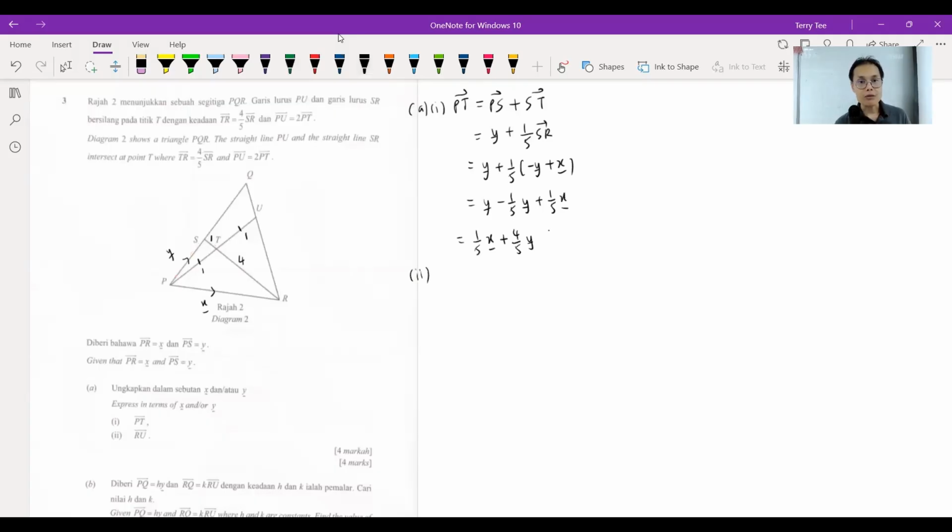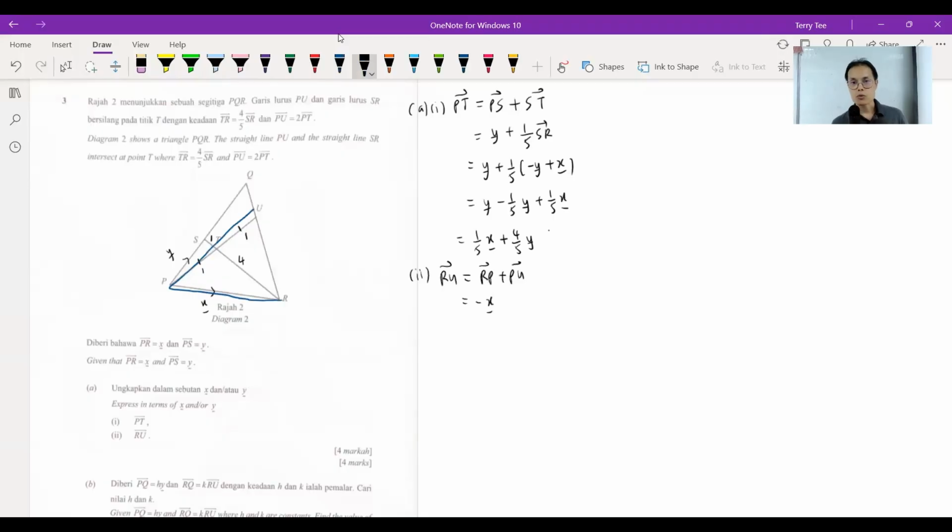To go from R to U, I think we can go directly. This is RU, so we can't go directly actually because I do not know what is RU from here. I have to go through this line here. R to P, P to U. Yeah, R to P, P to U. Okay, let me write down. RU is RP plus PU. Now your RP is negative x.